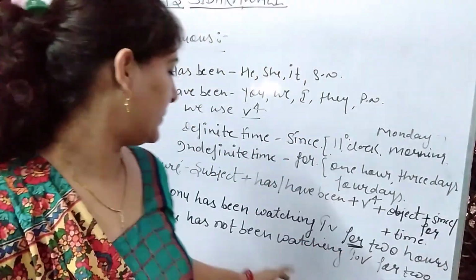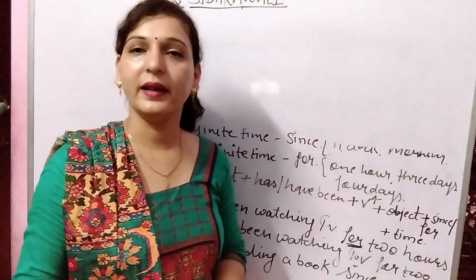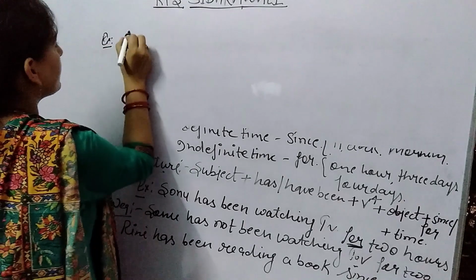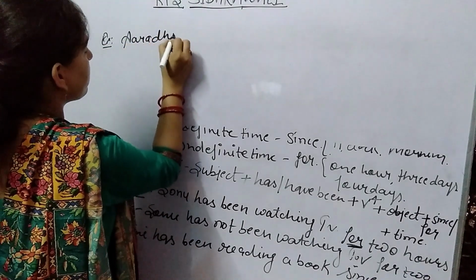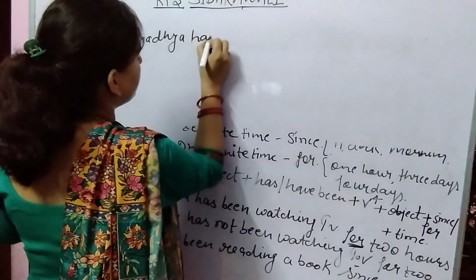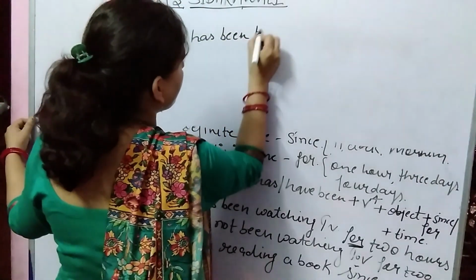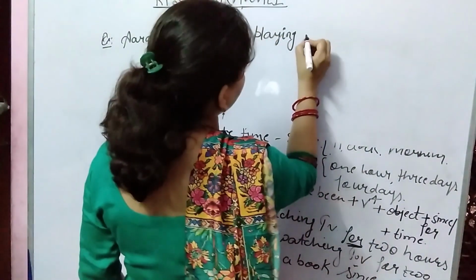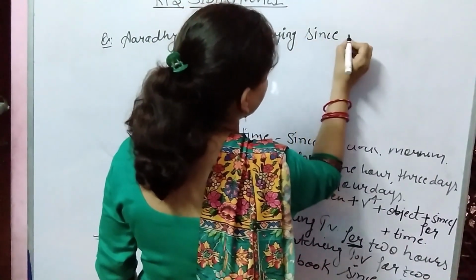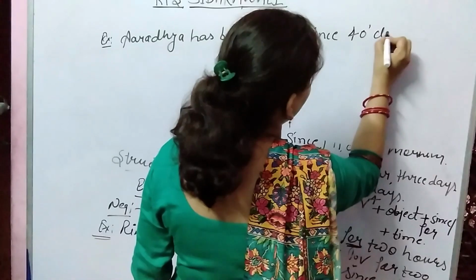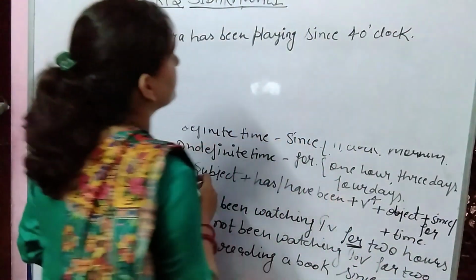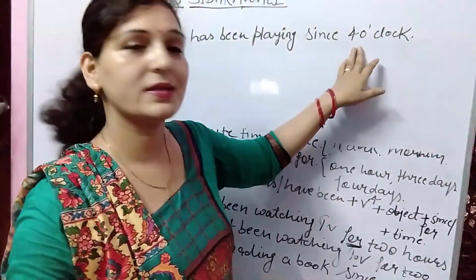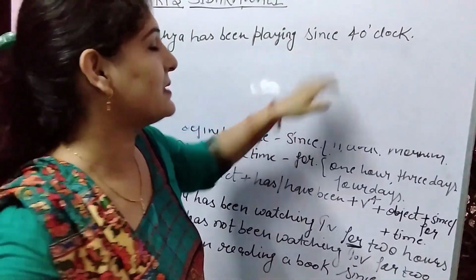I'll give you an example of since. Aradhya has been playing since 4 o'clock. We use since for the definite time. 4 o'clock is a definite time, that's why we use since.